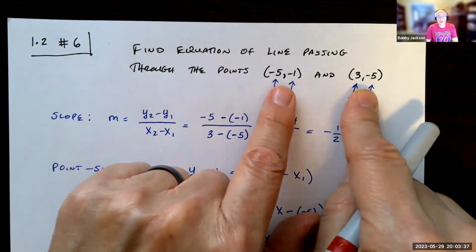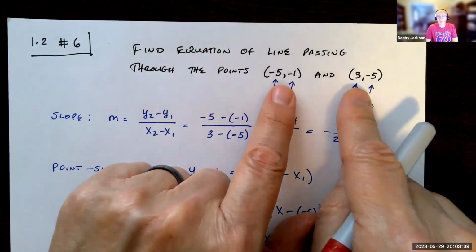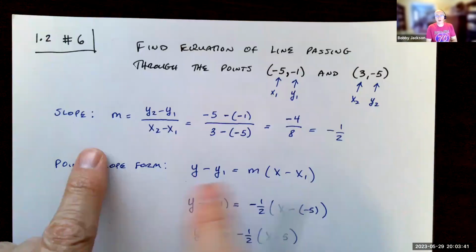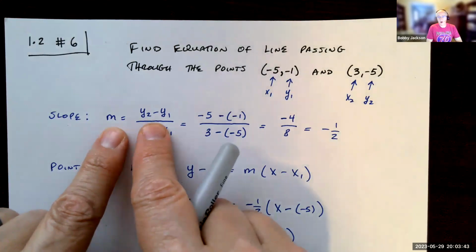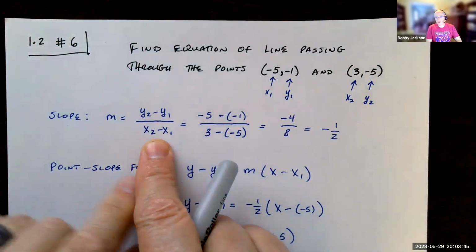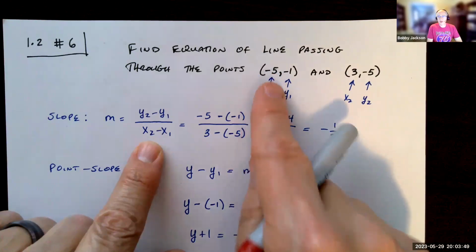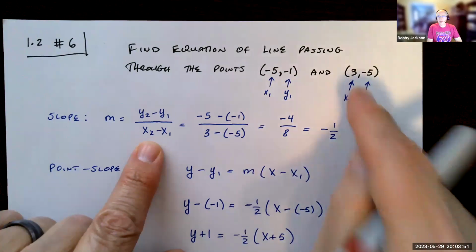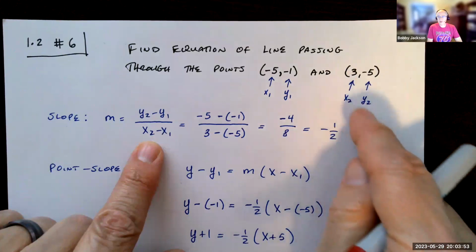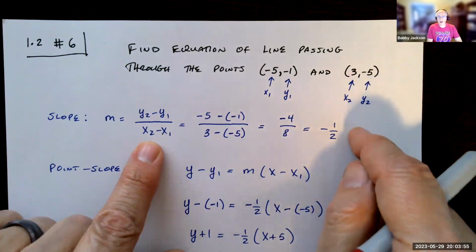Well, we got 2 points, so that's good. We got more than enough. We do need the slope. Slope is found by computing the change in the y-coordinate over the change in the x-coordinate. I'm going to call this point my point 1. So x1 will be -5, y1 will be -1. This will be my second point. So x sub 2 is 3, y sub 2 is -5.